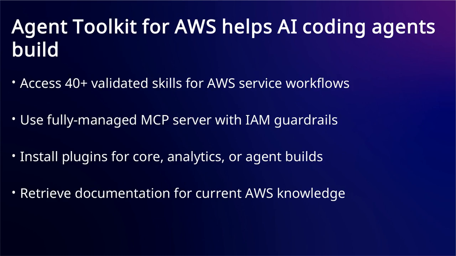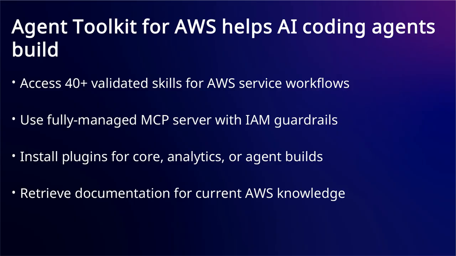When you use AI coding agents to build on AWS, your agents often struggle with multi-service workflows, rely on outdated service knowledge, and lack governance controls. This leads to errors, wasted tokens, and hesitation to deploy agents in production. The Agent Toolkit for AWS solves these problems through 4 components.